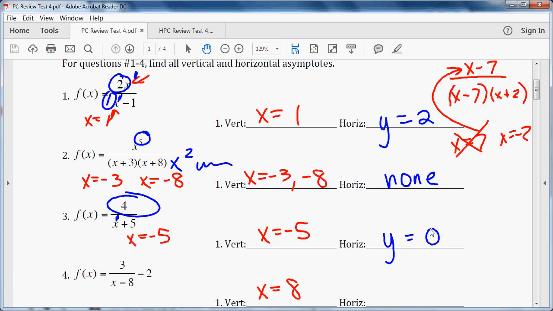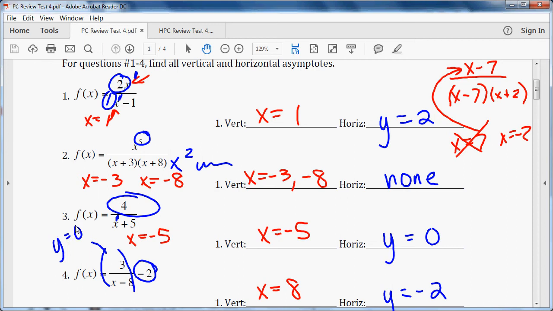And finally, number 4. This one is a little bit different, and it's because it's got this number out here to the side. So there's two ways you can think about it. It's just going to be that number out to the side, in which case it's y equals negative 2. Okay, another way you can think about it is look at these two pieces separately. If we look at the fraction 3 over x minus 8, the power is bigger on the bottom, so looking at that by itself, we might think that the horizontal asymptote would be y equals 0.